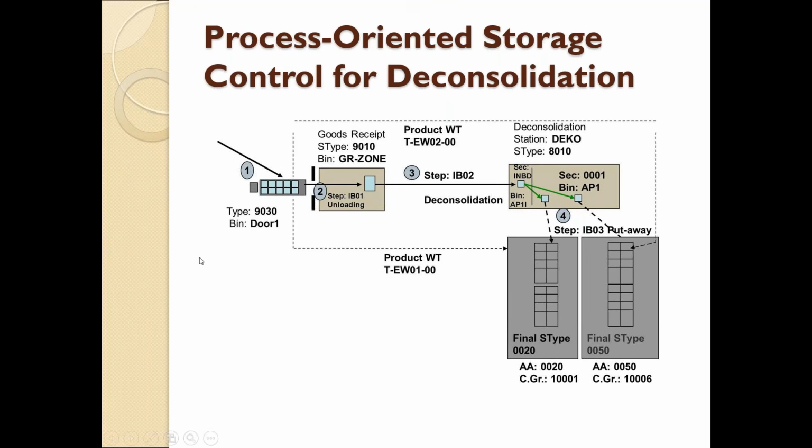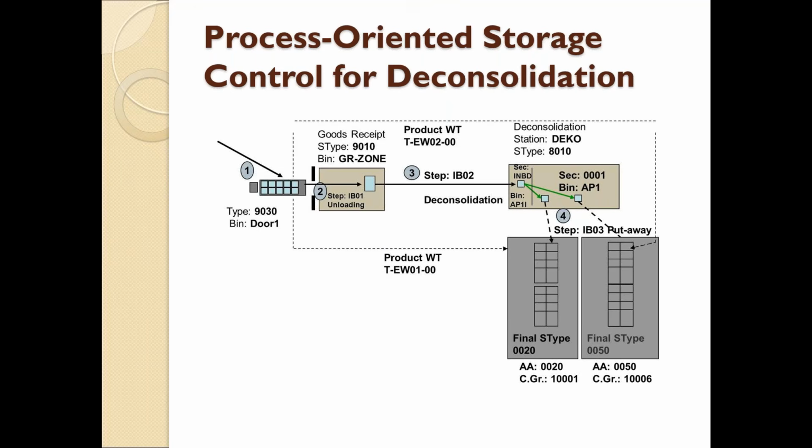This kind of operation is what we normally call a complex put away. During this put away, one of the processes I was talking about is deconsolidation. We also have something called VAS, which is nothing but value added services. We have quality inspection, and we have counting. These are the multiple options that we will see when we perform put aways.